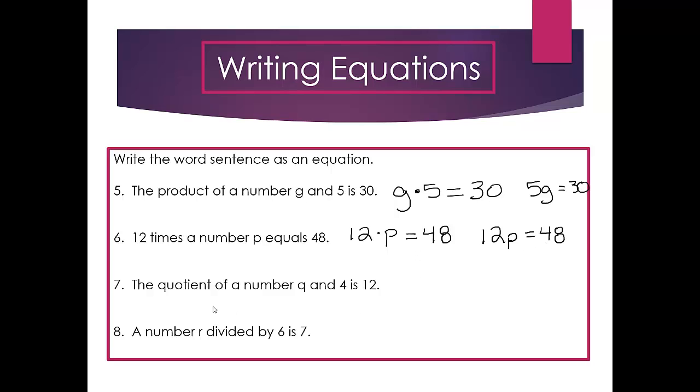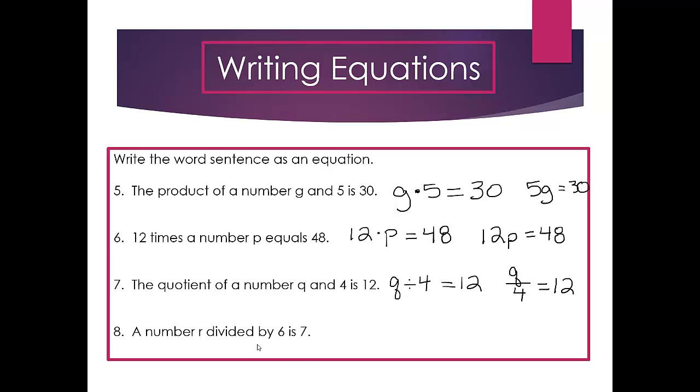Now for number 7, the quotient of a number q and 4 is 12. Quotient represents division. So we're dividing q and 4. So we have q divided by 4. Is represents our equal sign, so equals 12. When we have division, we can also write this using a fraction. So we would have q divided by 4, and that equals 12. Either one of these answers would be correct.